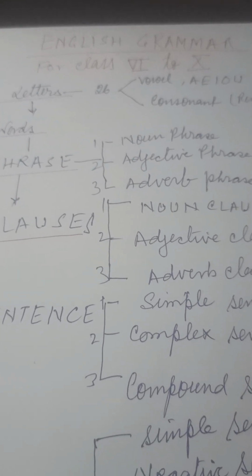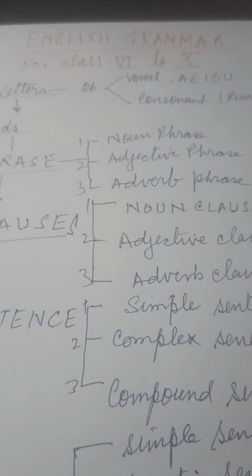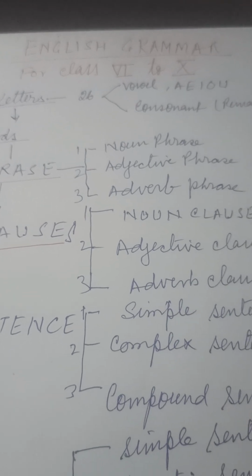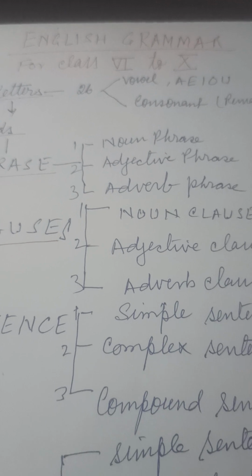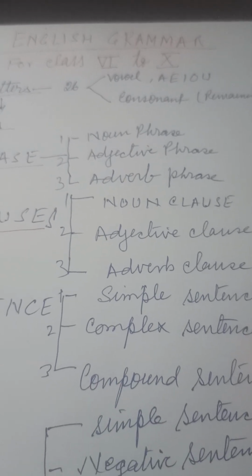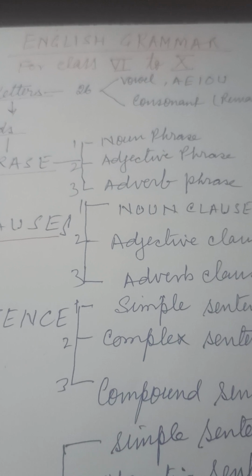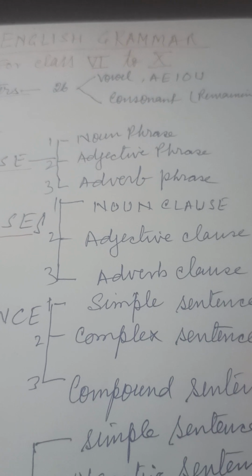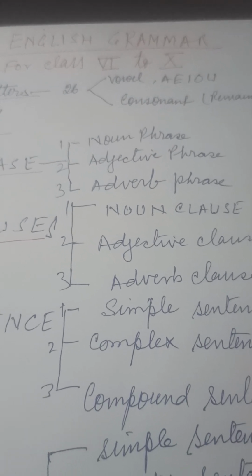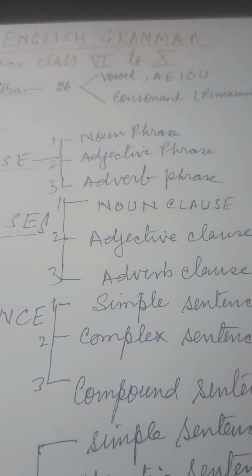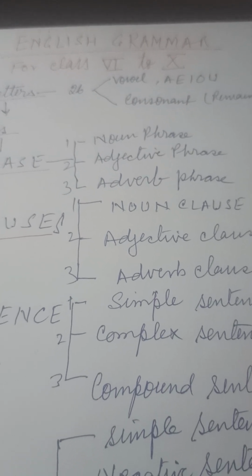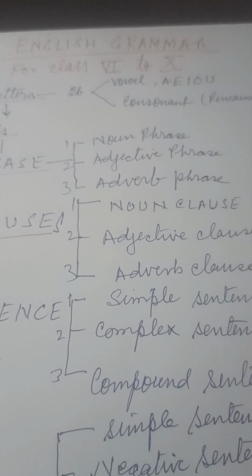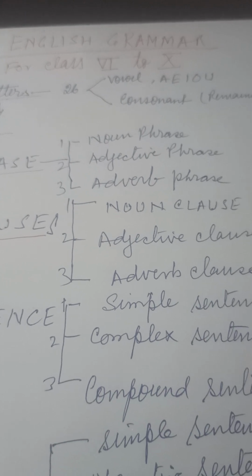first it is letter. Letter, it is the smallest part of the English language, either in writing or speaking. There are 26 letters in the English alphabet, and those are divided into vowels and consonants. In vowels, we see A, E, I, O, U, and in consonants, the remaining 21 letters are there.